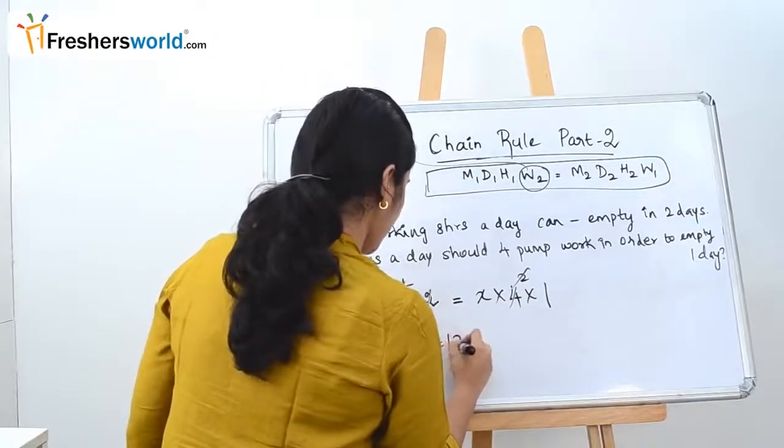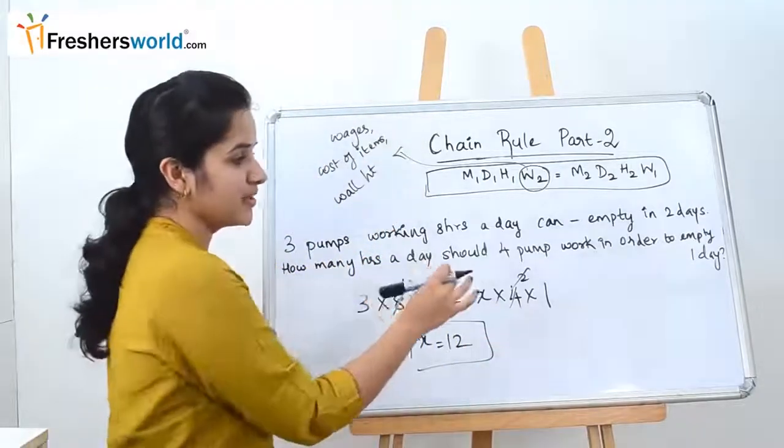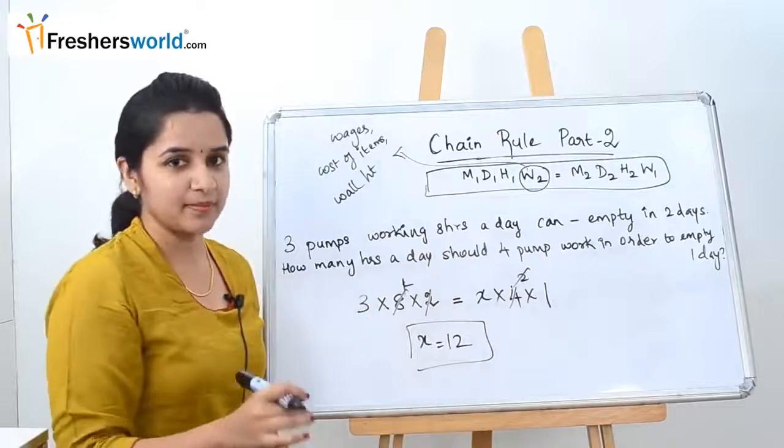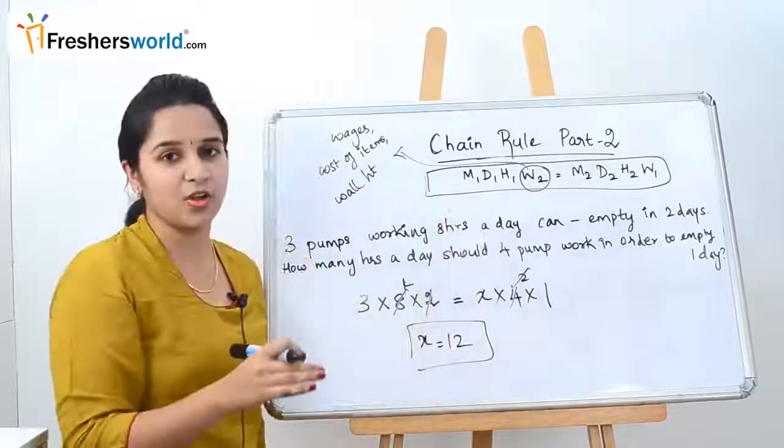So X is equal to 12. So it takes 12 hours a day for 4 pumps in order to empty it in 1 day. So let's just solve another sum where we can use this formula so to understand this concept much better.